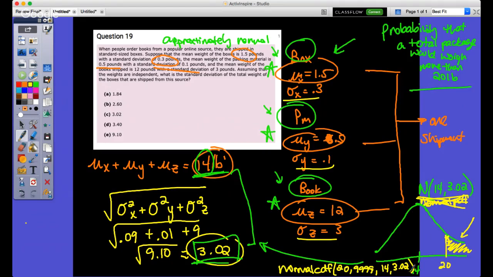So we go to 2nd VARS where our distribution is. Make sure you know your calculator stuff for the test. 20, 999, 14, 3.02. So this would be 0.0235. I would say a 2.35% chance of it being 20 pounds or greater based upon the information that's been given here. Okay, I hope that makes sense.